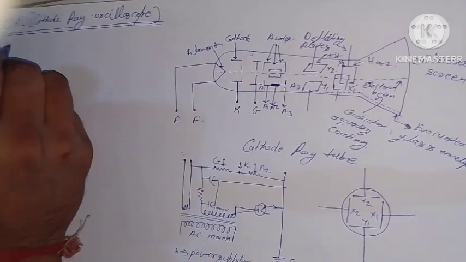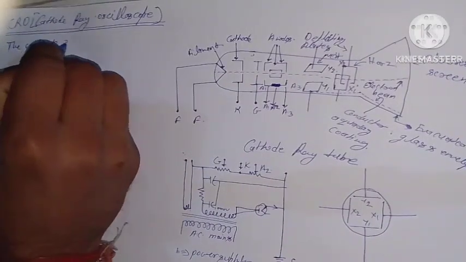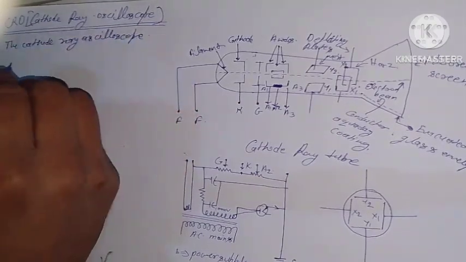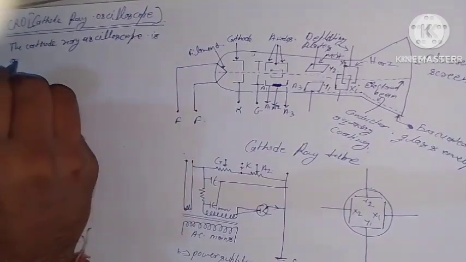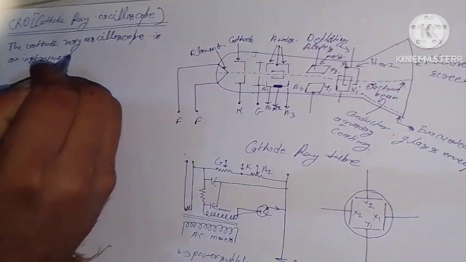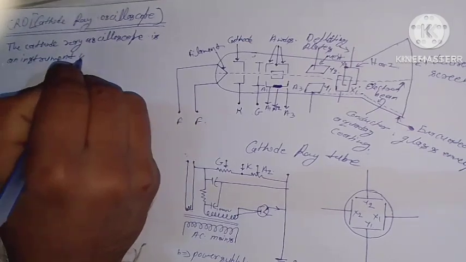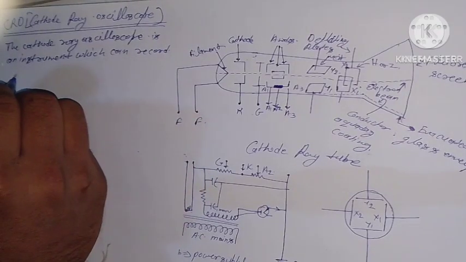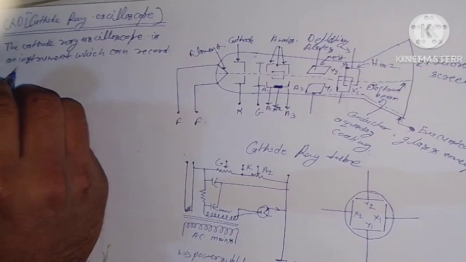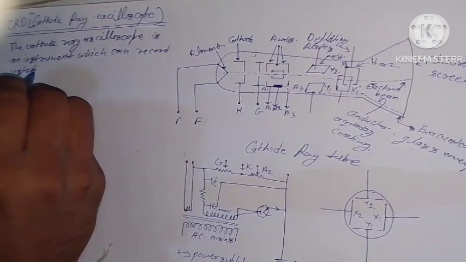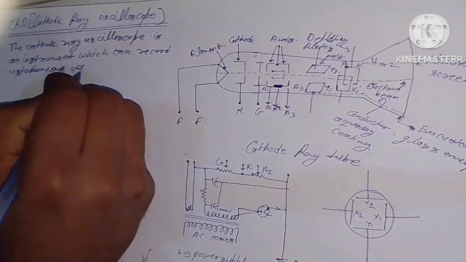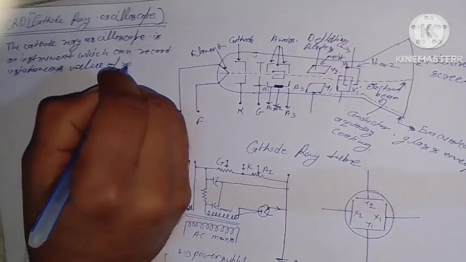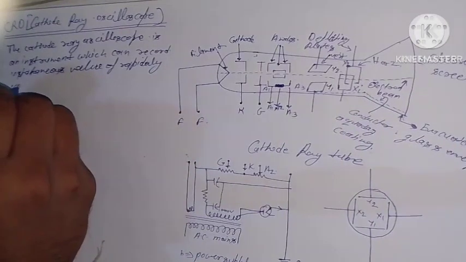The cathode ray oscilloscope is an instrument which can record instantaneous value of rapidly varying voltage.